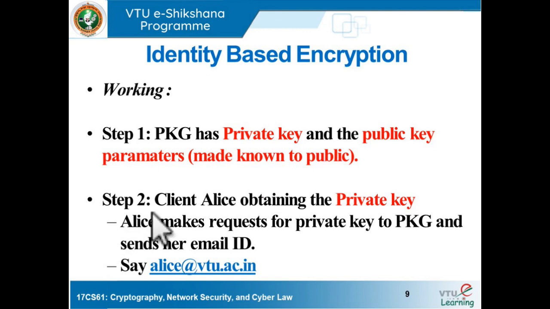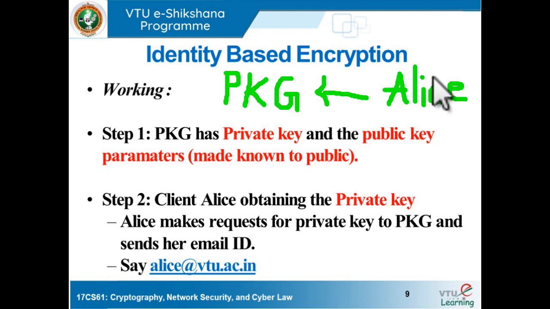Now, in the second step, Alice is a client who is requesting the private key generator for a private key. There is a communication occurring from Alice up to the private key generator. Over here we can see that for the second step, Alice is making a request to the private key generator. For making this request, Alice is asking the PKG to generate a private key for Alice. For that, Alice is sending her email ID.